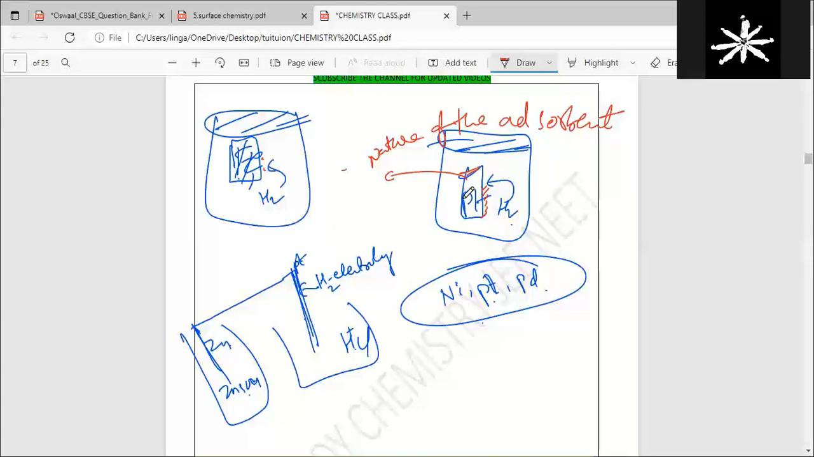At the same time, nature of the adsorbate also. Suppose gas is there. I am taking helium gas here, and here also helium gas. So hydrogen gas is strongly adsorbing, but helium gas is not adsorbing. So that means nature of the adsorbate also matters. These 2 points clear? Yes, sir. Adsorbent also, adsorbate also. This depends on both.